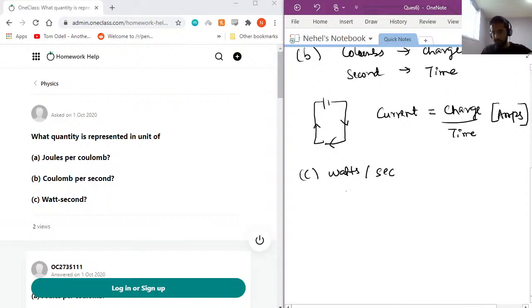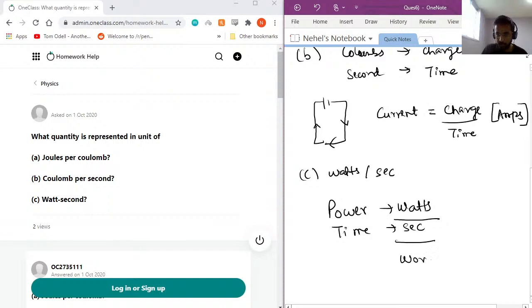So watt is a unit for power. Power is watts, and time is seconds. When you divide the two, power over time is actually the amount of work we have to do. You can think of this as watts per unit second, or the amount of seconds required to do 1 watt of power. So this is the work.